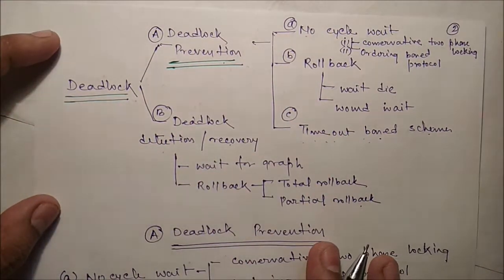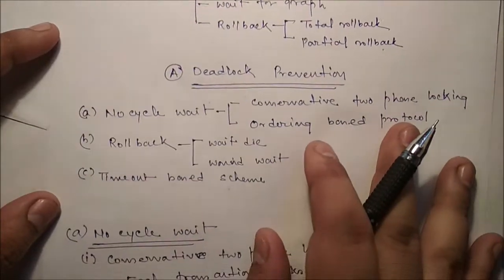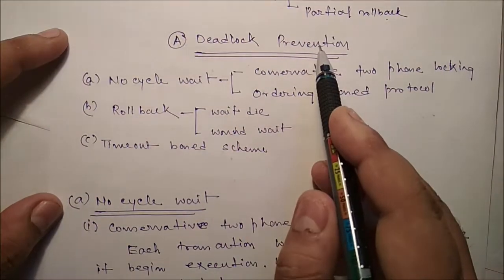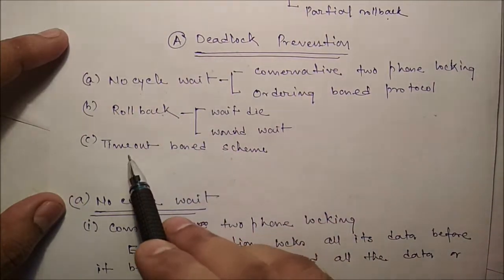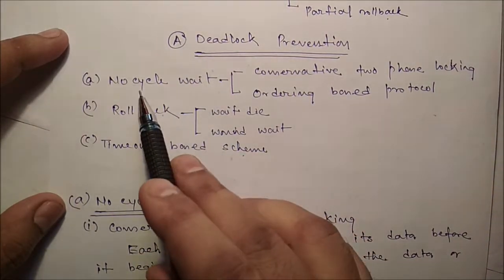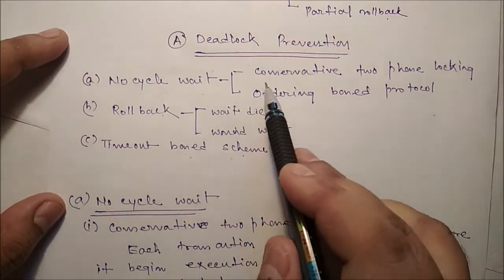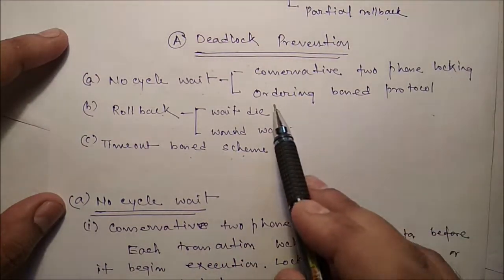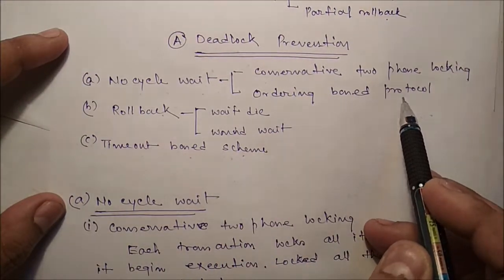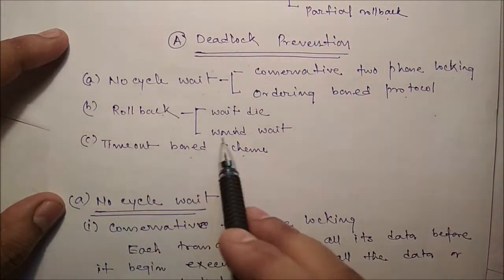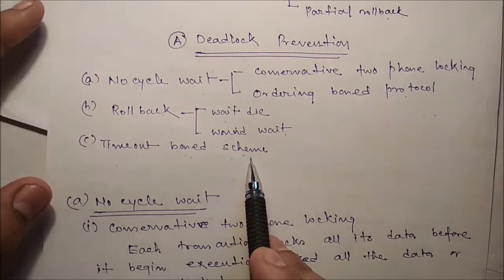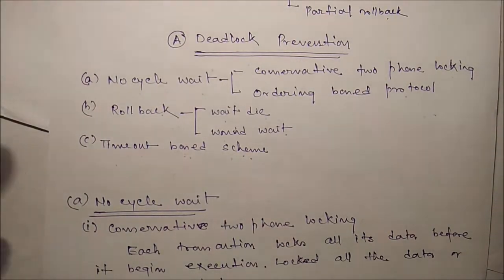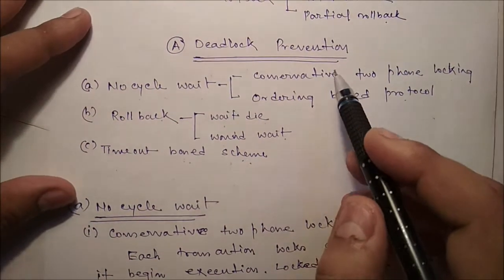Here are the deadlock prevention techniques. Now deadlock prevention techniques are of three types: no cycle wait, rollback, and timeout based scheme. No cycle wait is of two types: conservative two-phase locking and ordering based protocol. And rollback is of two types: wait-die and wound-wait, and then the timeout based scheme. Now already we know, so what is deadlock prevention?